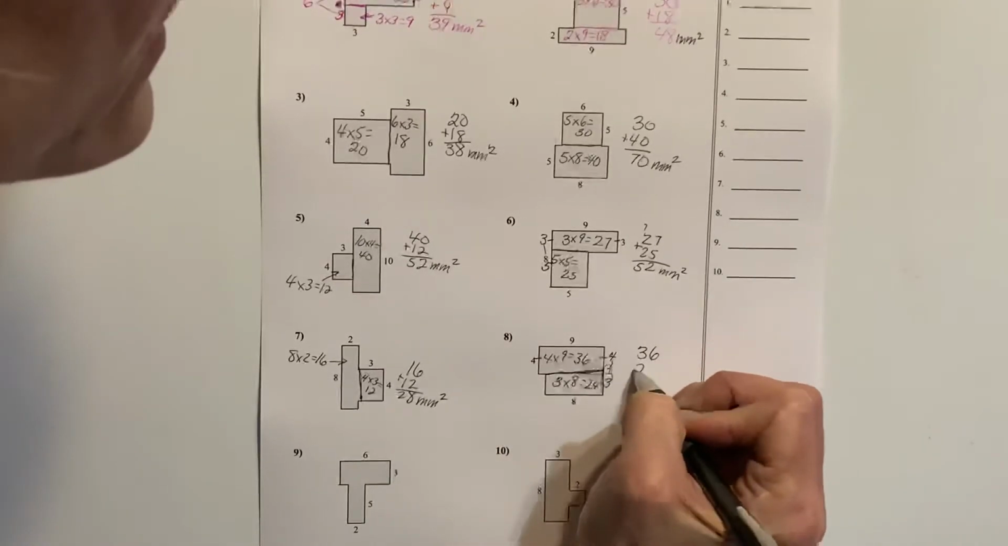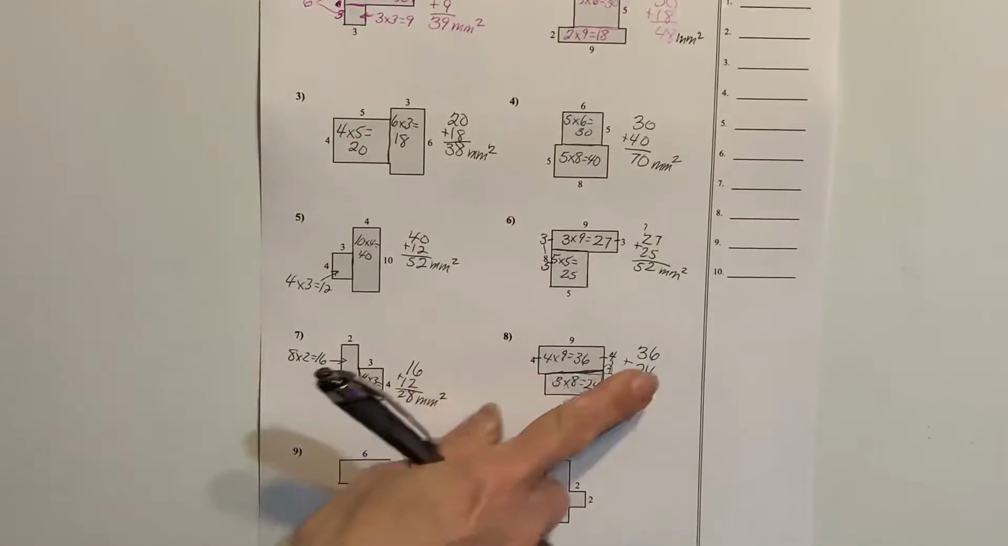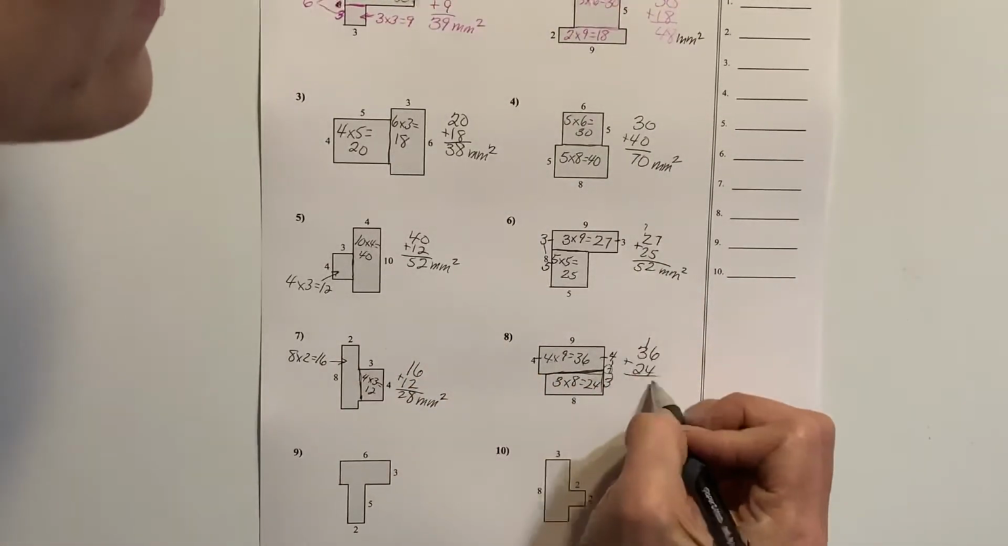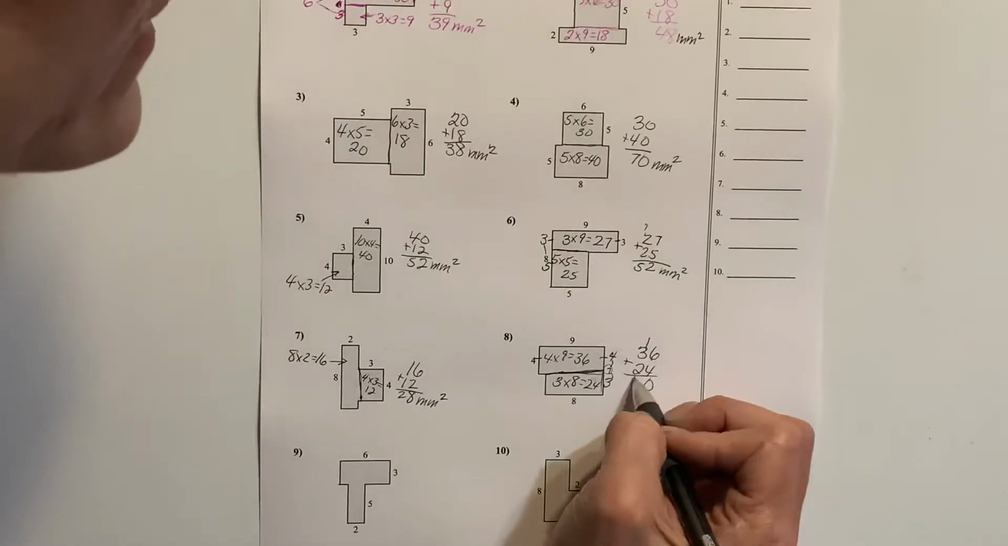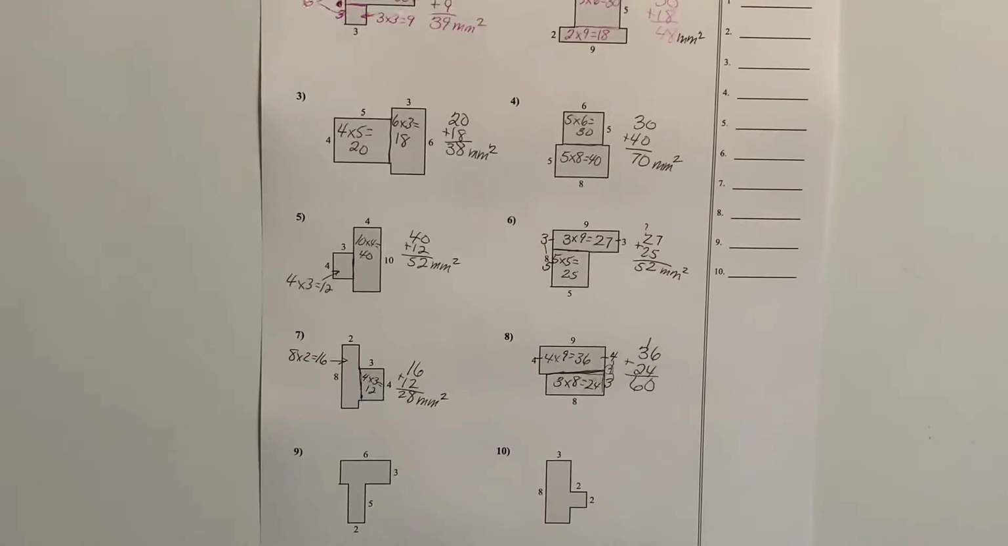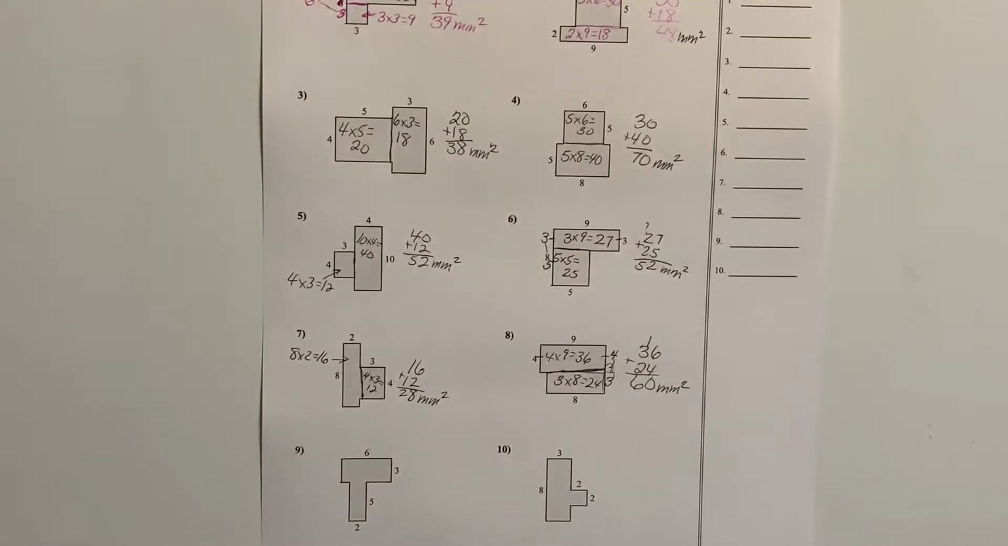So I've got 36 plus 24 that I have to add together. I've got this rectangle and this rectangle that I'm adding together. So I've got 10 here, and then I've got 50, and 10 more is 60. So I've got 60 millimeters squared. Remember, I'm finding area, so it's squared.